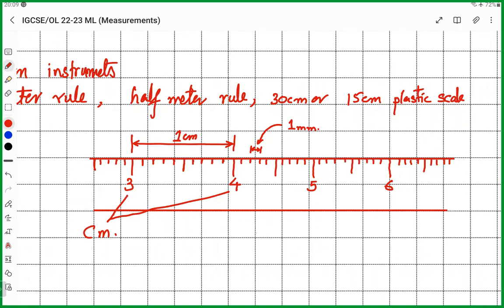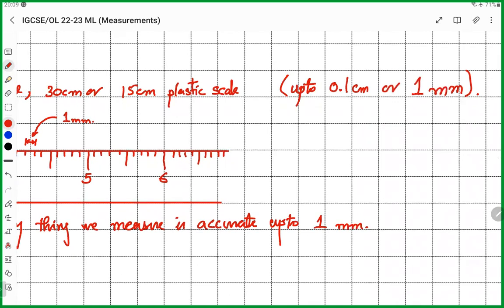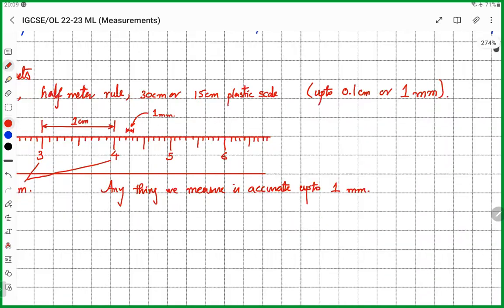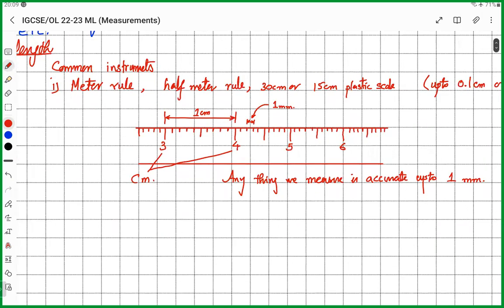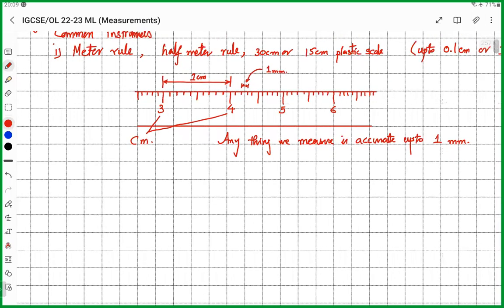Anything we measure is accurate up to 1 millimeter. For example, 7.3 centimeter or 73 millimeters. So it can only be accurate to millimeters, not more than that.